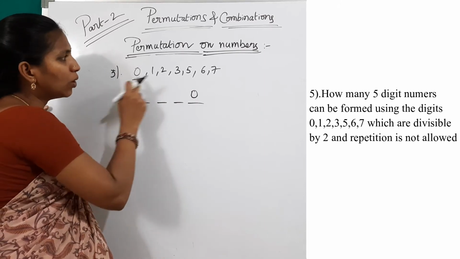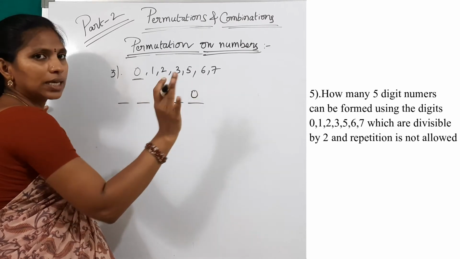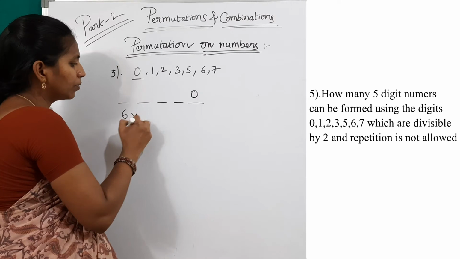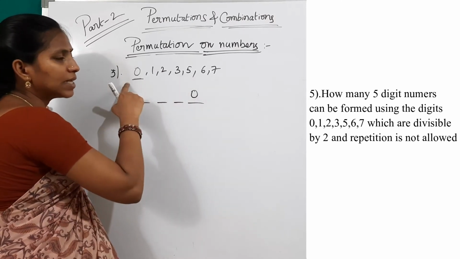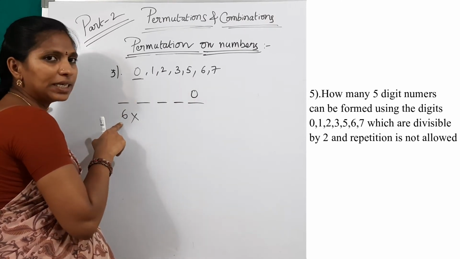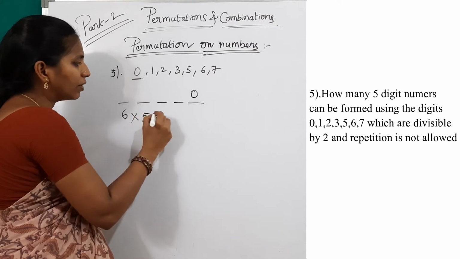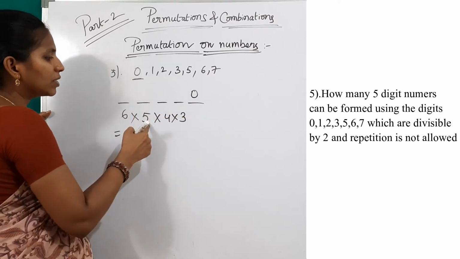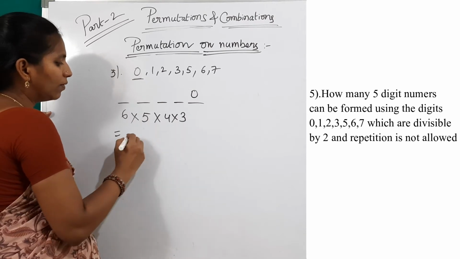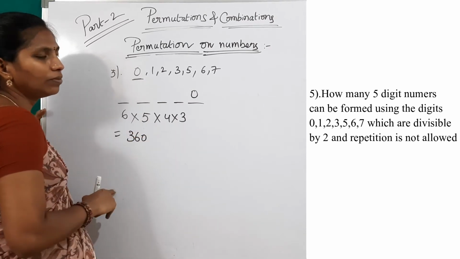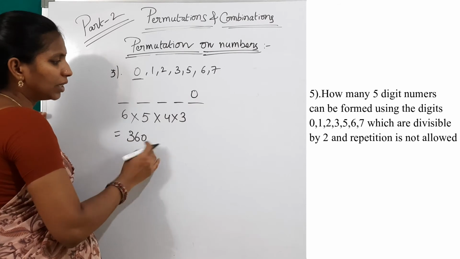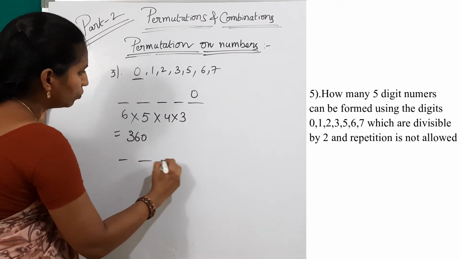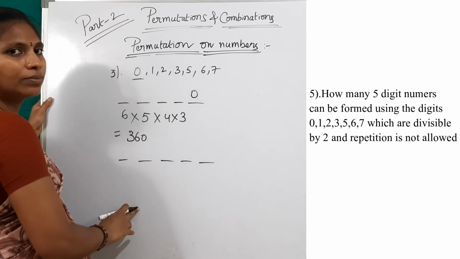So except 0, how many digits are there? 6. So there are 6 chances. And from these 6, 1 digit is placed here and remaining 5, remaining 4, remaining 3. 6 into 5 is 30, 30 into 12 is 360. Up to here 360. And now 1, 2, 3, 4, 5.